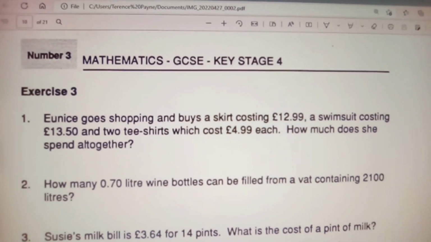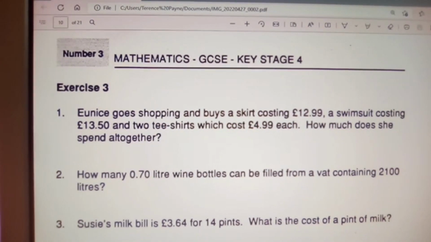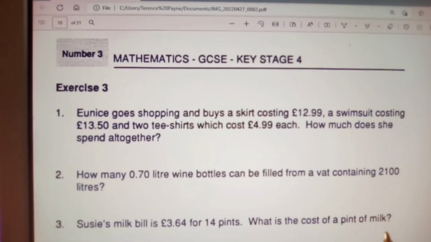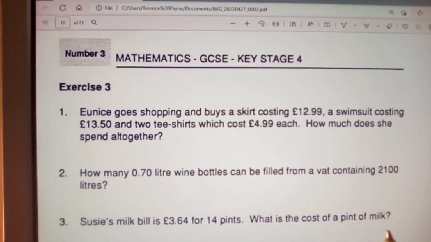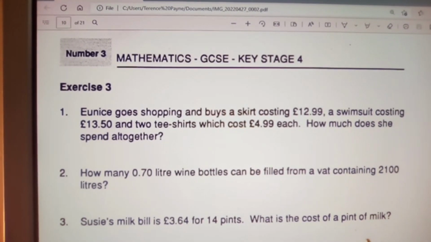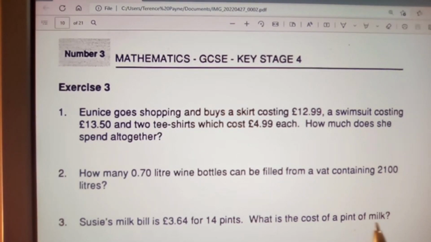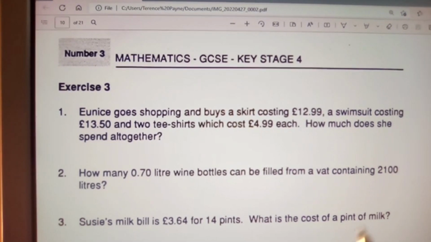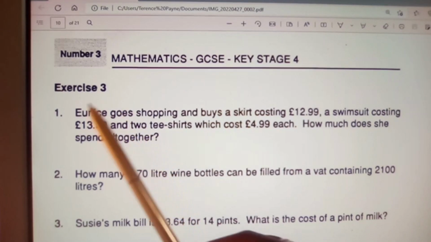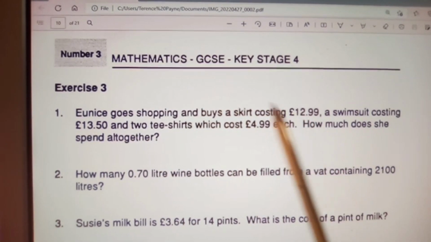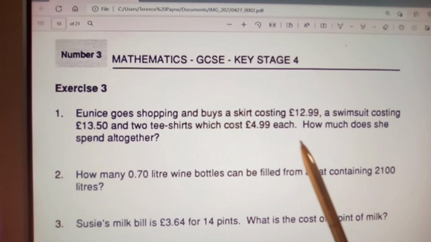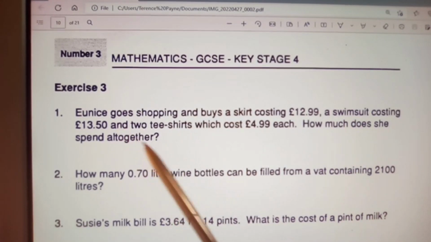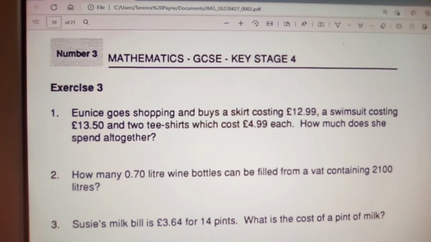Now, what we need to do is extract the information that we've been given in regards to the question itself and the problem that we've been asked to solve. And the problem we've been asked to solve is how much has she spent altogether? We need to make sure we can extrapolate that information from the data which has been given to us. So let's have a look at that.